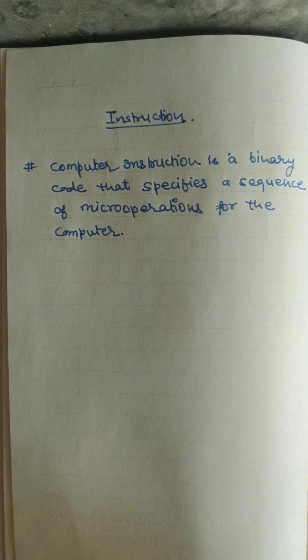As we all know, a computer is just an electronic machine that does not have its own IQ. It cannot perform anything of its own. We need to instruct it in order to carry out any particular task, and this instruction must be in the binary form. That is the only language a computer can understand. Thus we can say that an instruction is this.